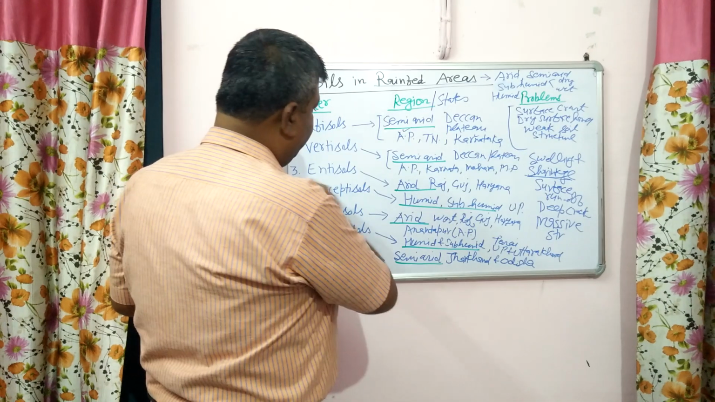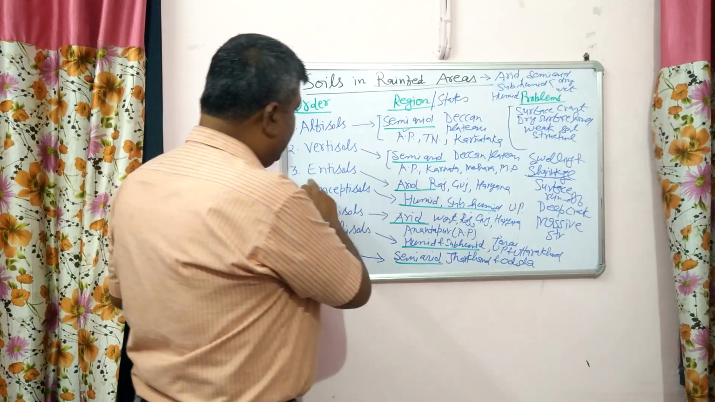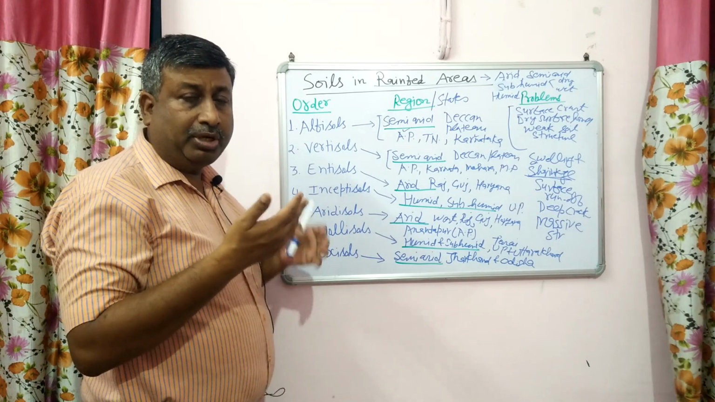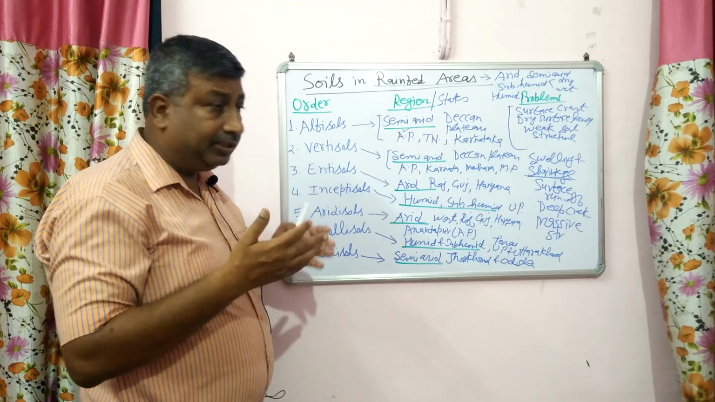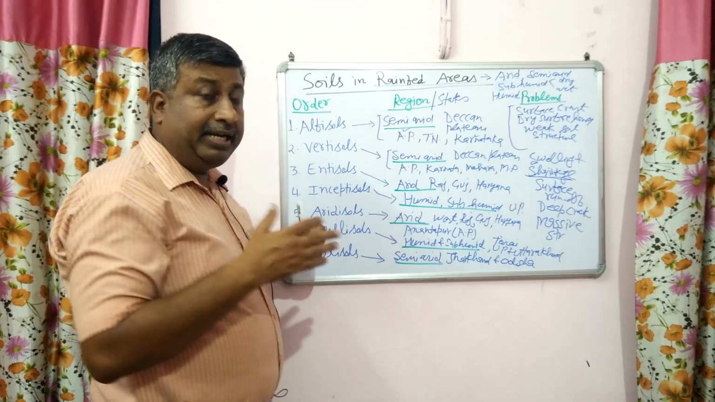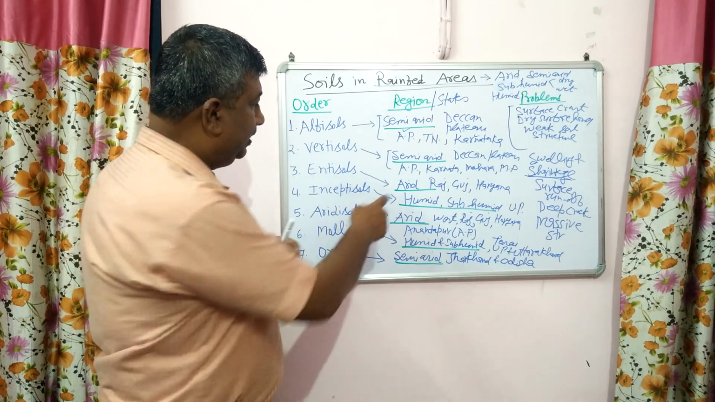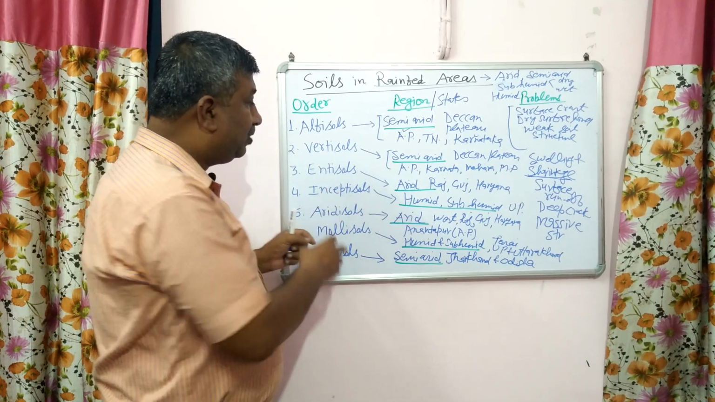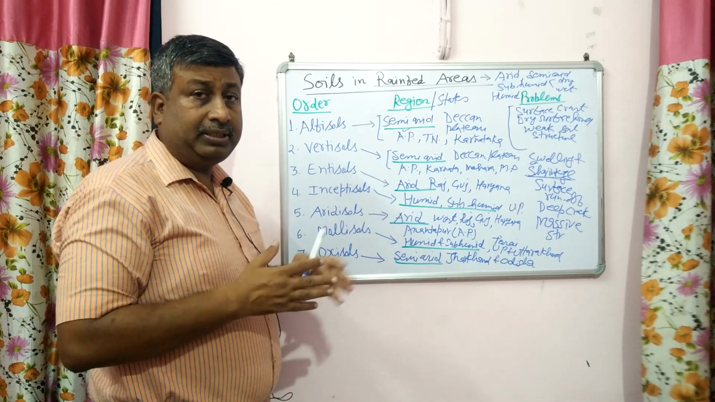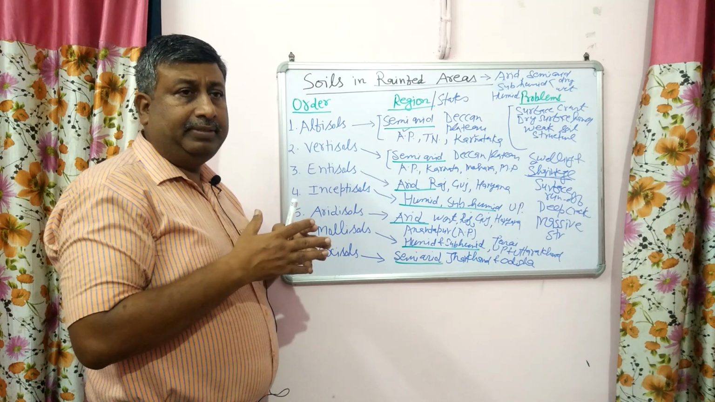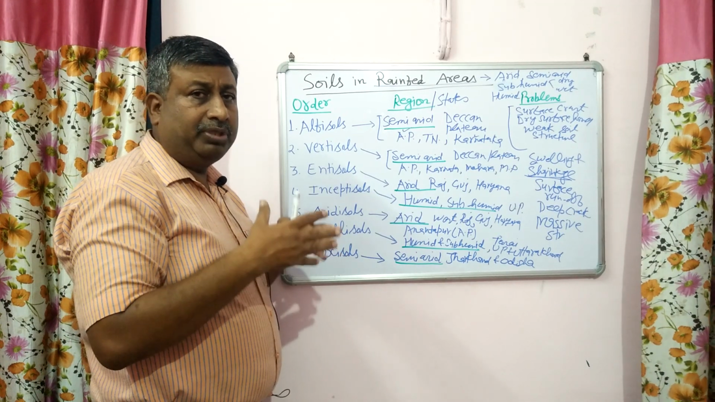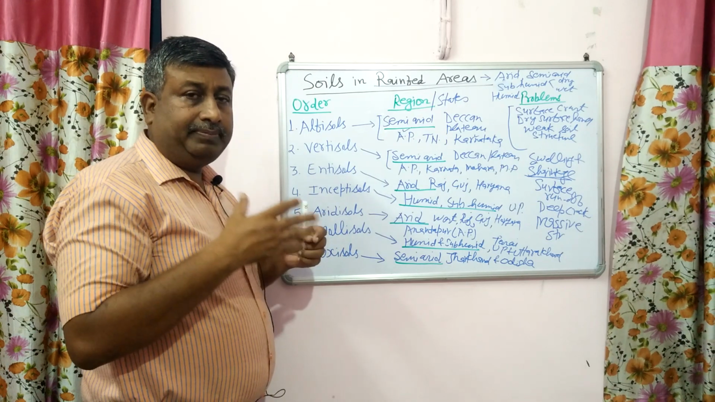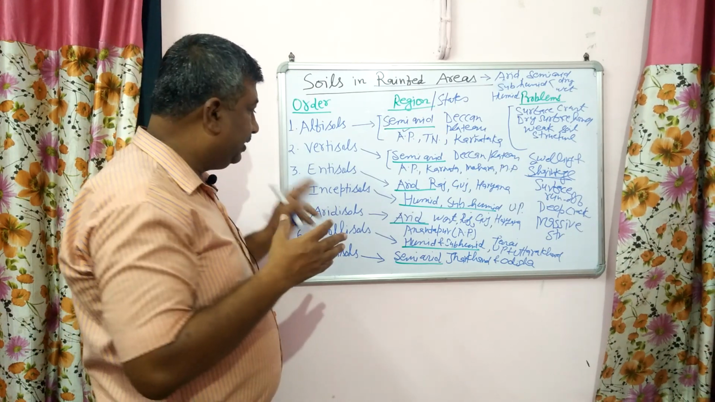Then in case of entisols, the major problem is poor nutrients and low organic matter content, and high wind erosion, as in Rajasthan and Gujarat, where high wind erosion is there. Then in case of inceptisols, there is a humid and semi-humid region. So rainfall intensity sometimes becomes high and rainfall amount is good. So runoff problem is there, water erosion is there, and poor organic matter and nutrient content are the problems.